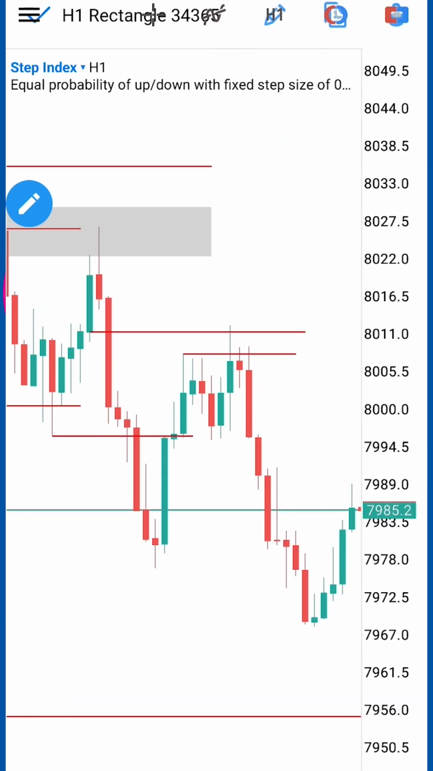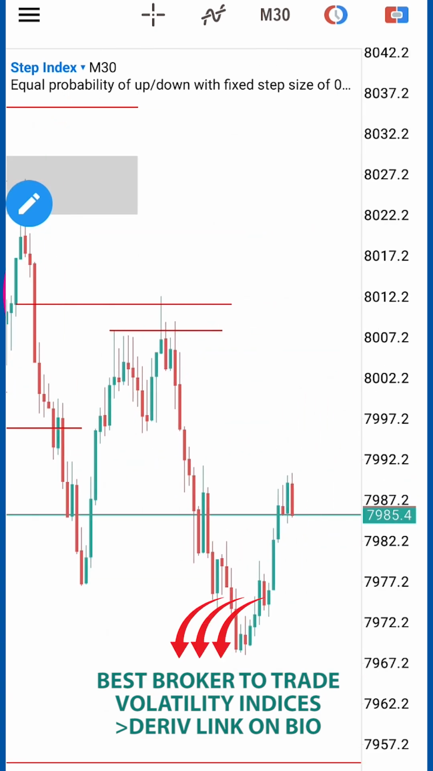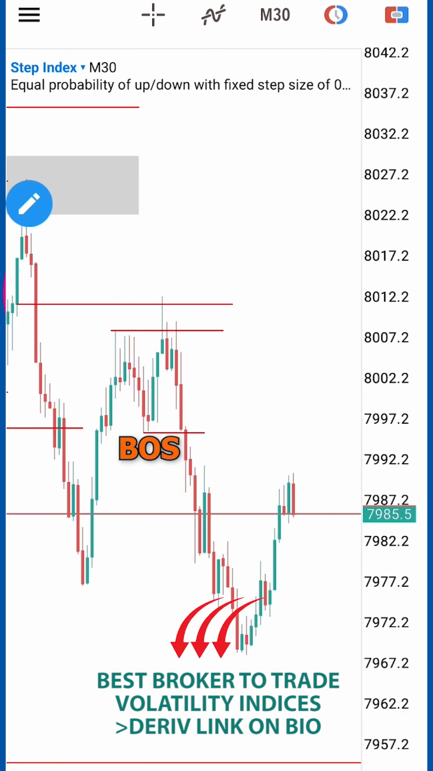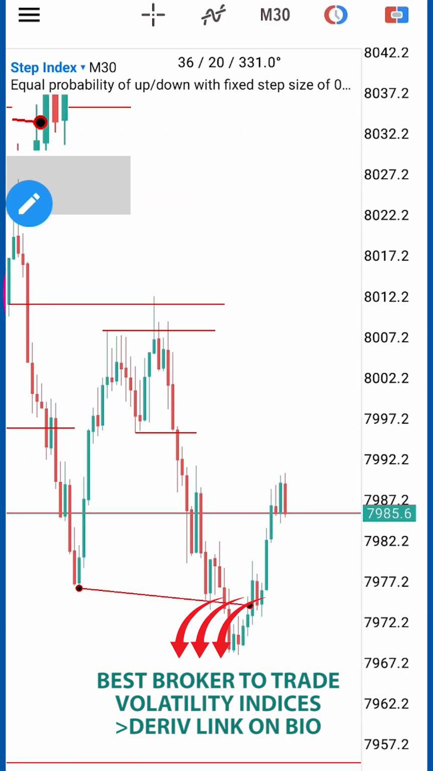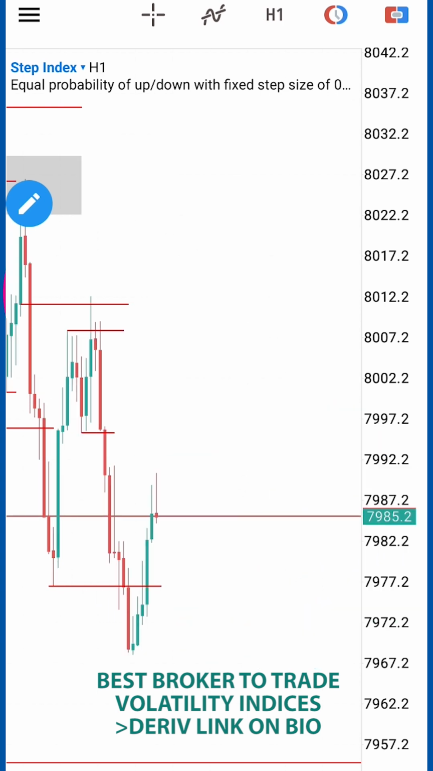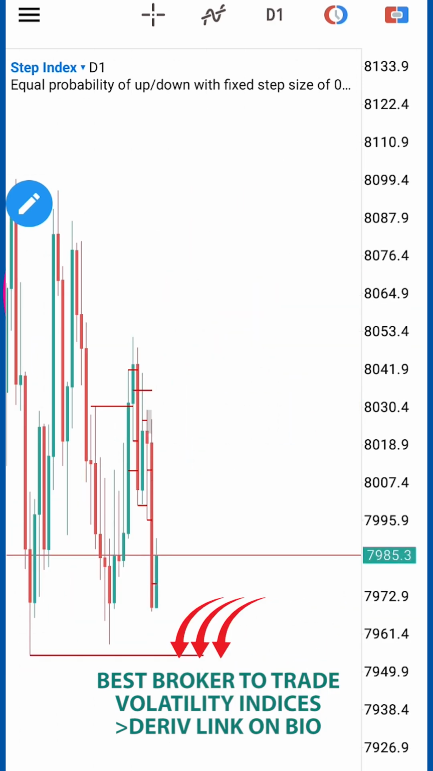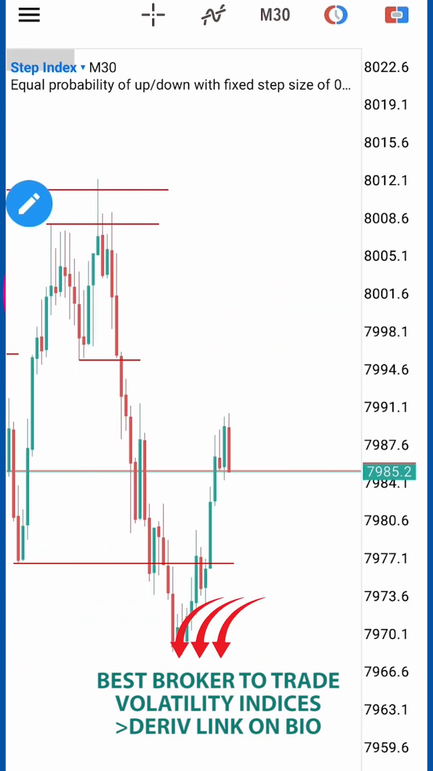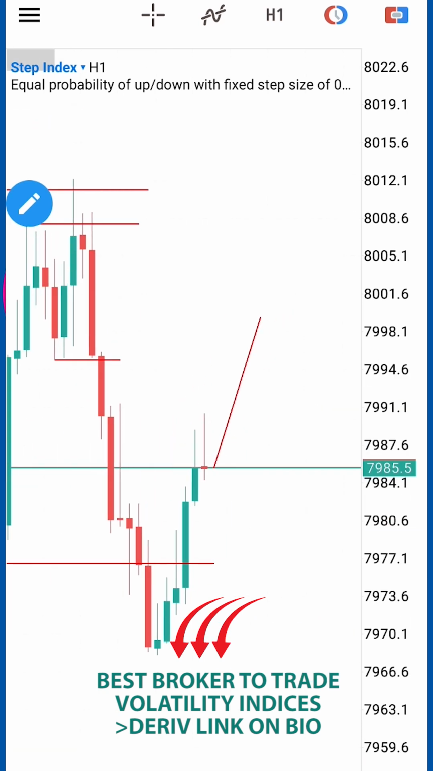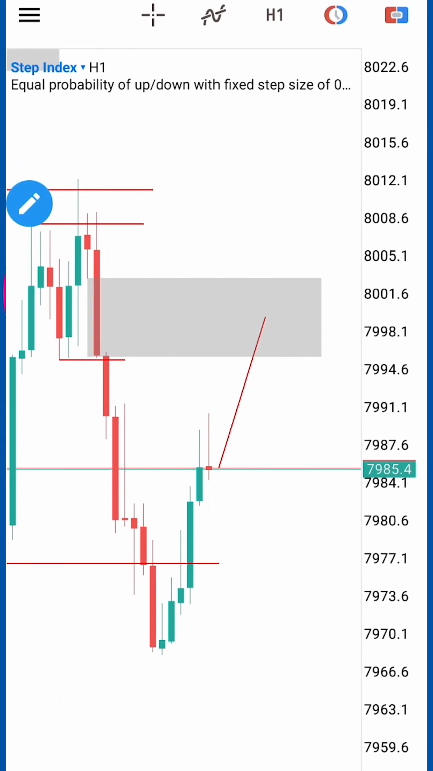We could have captured a sell. I don't think I had my Step Index open, so I couldn't manage to capture a sell above there. So what price did from there is it broke structure below that small low, and then it broke structure again below that other higher time frame low. So what we want price to do right now is to return back up into the range, or return back to fill that imbalance that it created when it was shooting down.